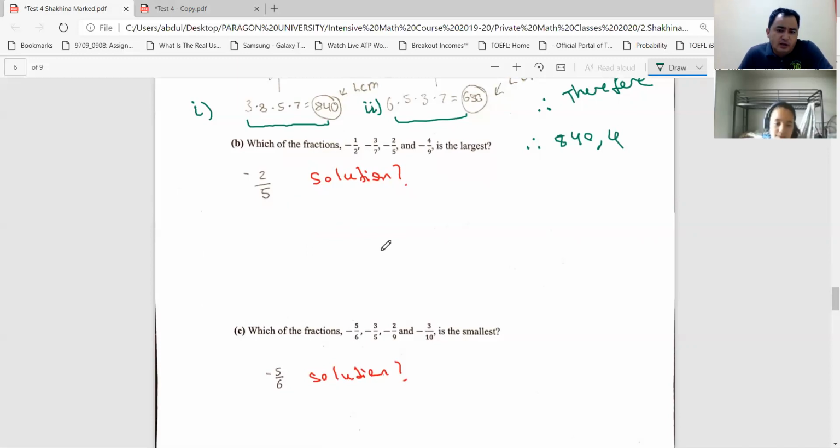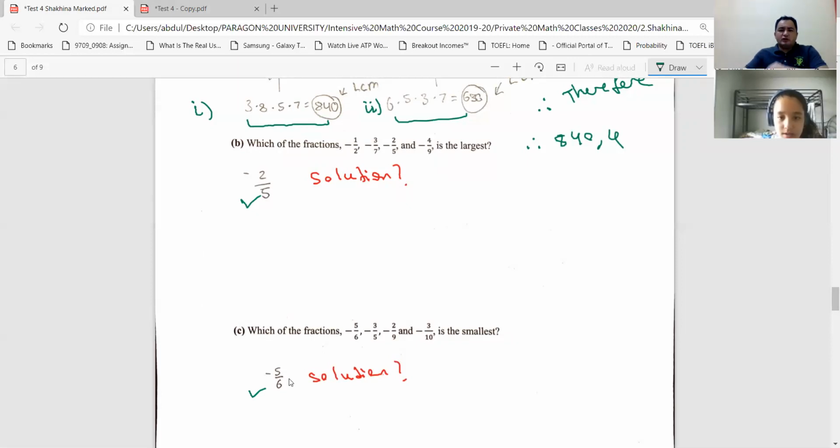Wait, because I don't know if it's correct or not, because you didn't provide any solution here. That's why I didn't check it. Oh, I had, okay. Actually, your answer is correct. This is correct. But how did you get this? So I did like -1/2 and then 3/7, then I just cross multiplied to see which one was smaller and larger, you know.